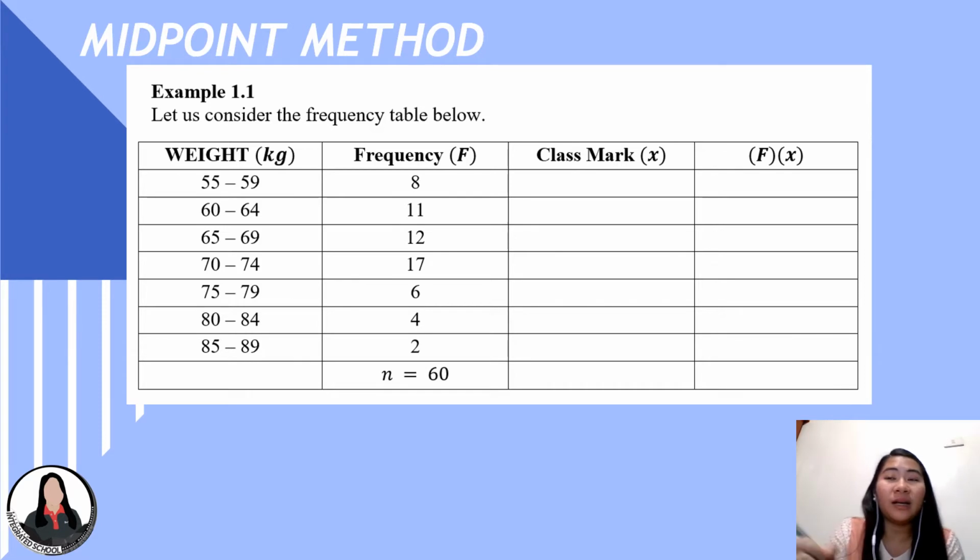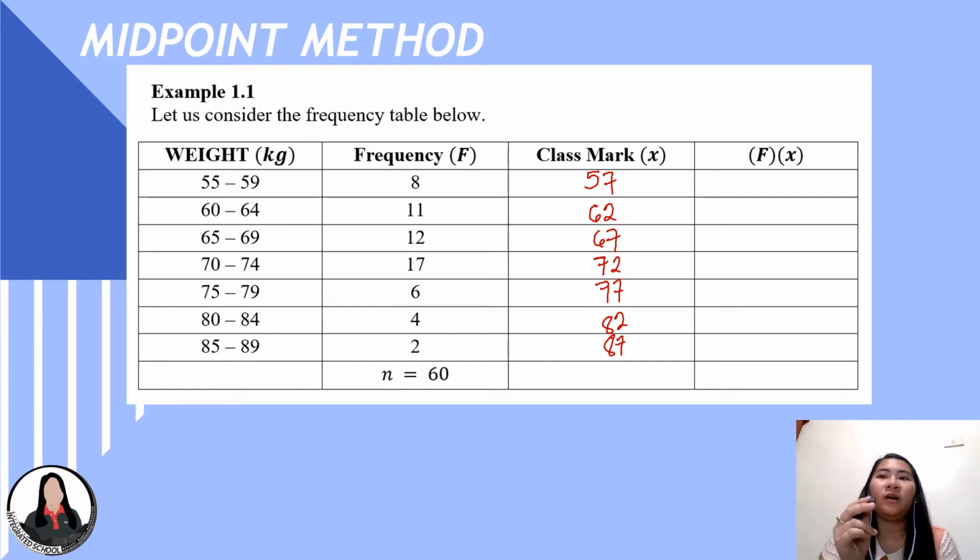Okay? So, for us to get the class mark, sana hindi pa nakakalimutan kung paano kinukuha ang class mark. We have discussed that noong lesson 4. We have to add the upper and the lower limit of each class and divide it by 2. So, parang kinukuha lang natin yung average nila. Okay, so 55 plus 59 divided by 2. So, simply that is 57. And then 60 plus 64 divided by 2, that's 62. And then next, we have 67, then that's 72, then 77, 82, and 87. Okay? So that is the class marks of each class interval.